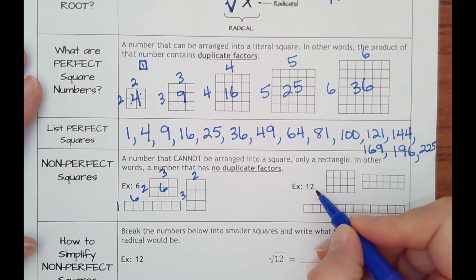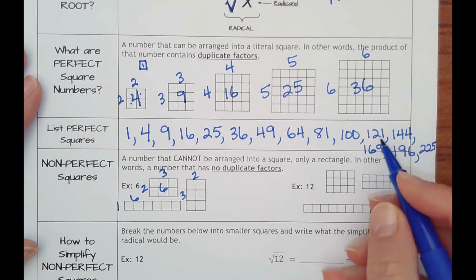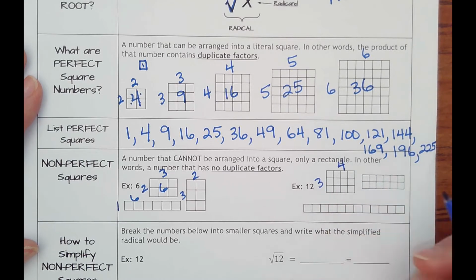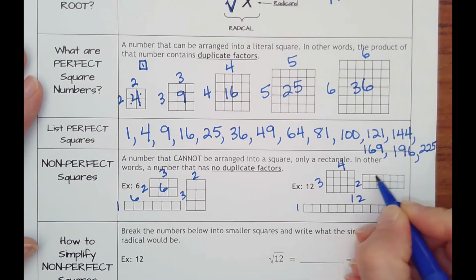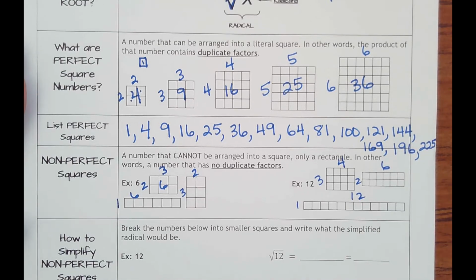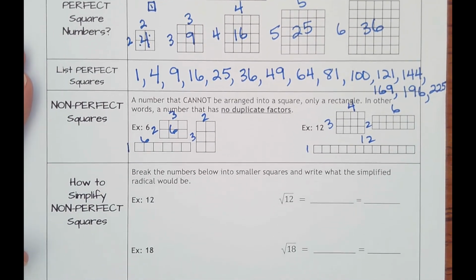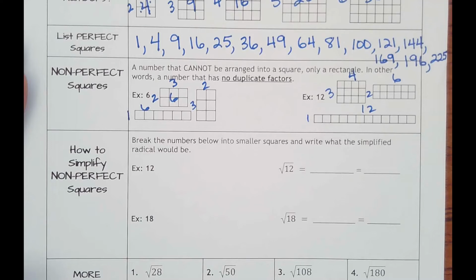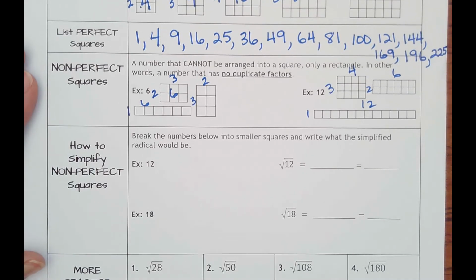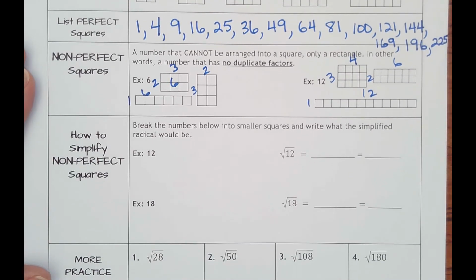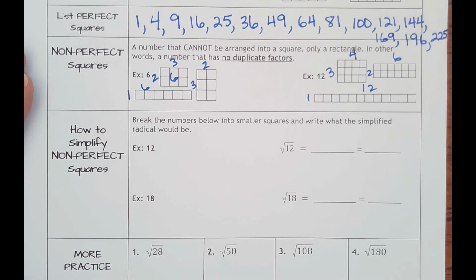Same thing with 12. You would think, but it's not. We would make a 3 by 4, a 1 by 12, a 2 by 6, a 6 by 2, a 4 by 3. There's no duplicate factors. There's no multiplication of a number times itself. So our job is to take these non-perfect squares and try to simplify them or break them down so that they look a little nicer.